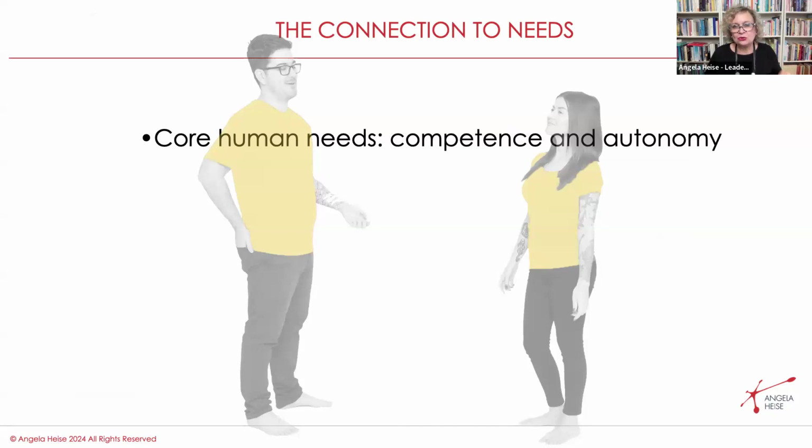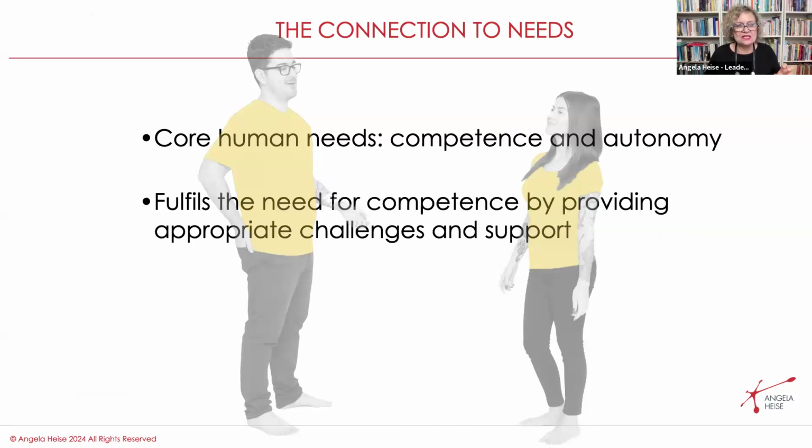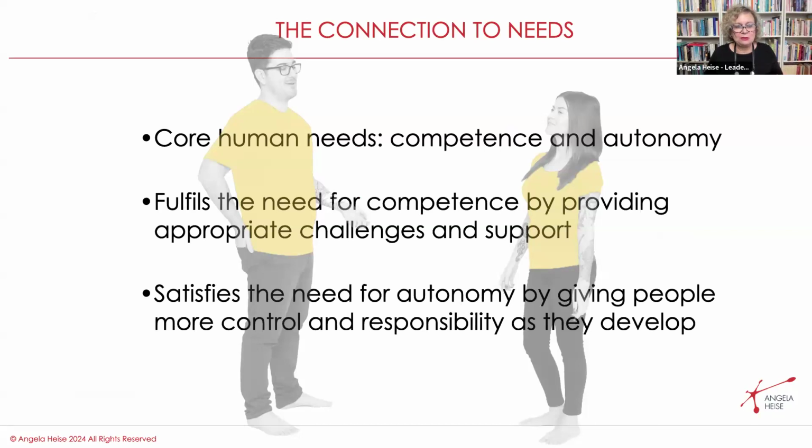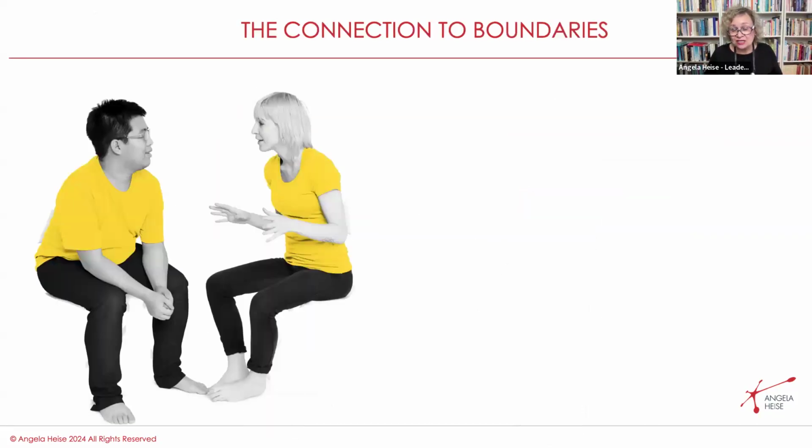And these are the really important ones. What happens is when we provide the appropriate challenge and support, we fulfill this need for competence, and for autonomy when we give people more control, when they know how to develop. So the more we make ourselves redundant as leaders, the more competent people become, the more they fulfill the needs for competence and autonomy, the more fulfilled they will be in their role, and then more likely they will be to stay. The connection to boundaries, if you're wondering, is also very simple.